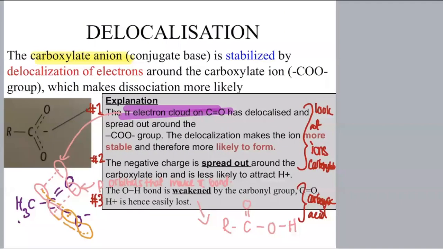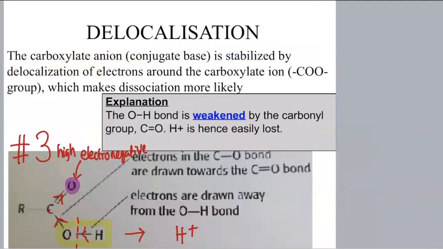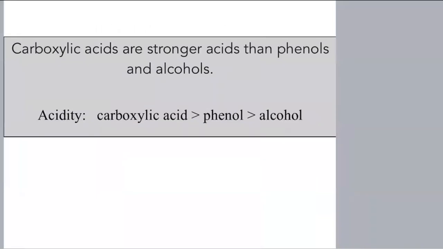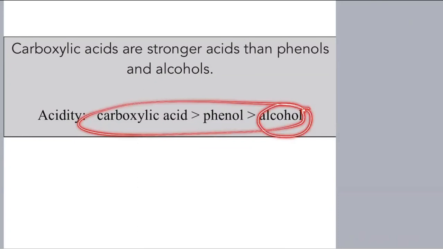So there are three explanations. As you can see, explanation 1 and 2 focus on the carboxylate ion. Explanation number 3 focuses on the strength of the OH bond, which I think is the easiest to explain. So that means when you arrange these three functional groups in terms of acidity, carboxylic acid is the most acidic and alcohol is the least acidic.